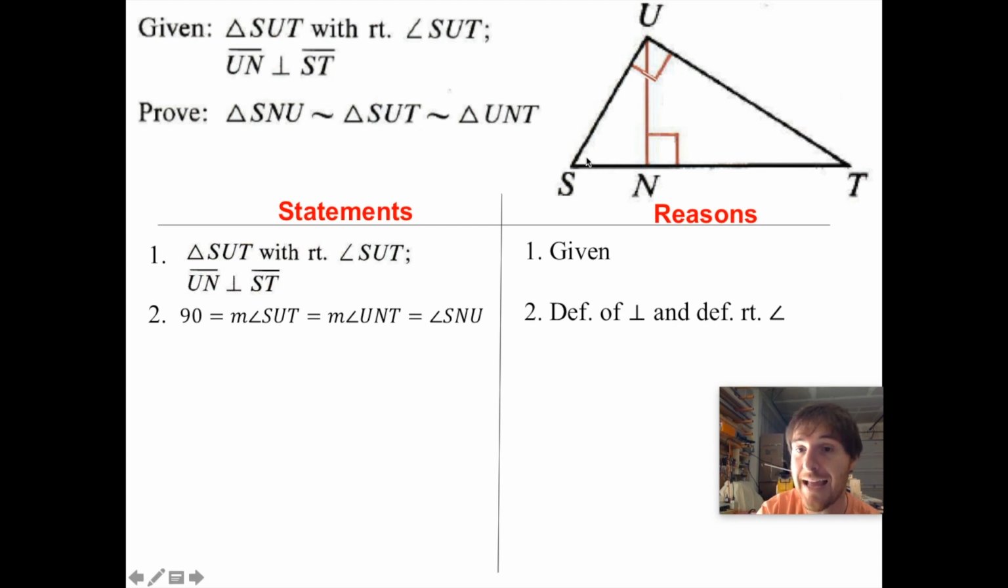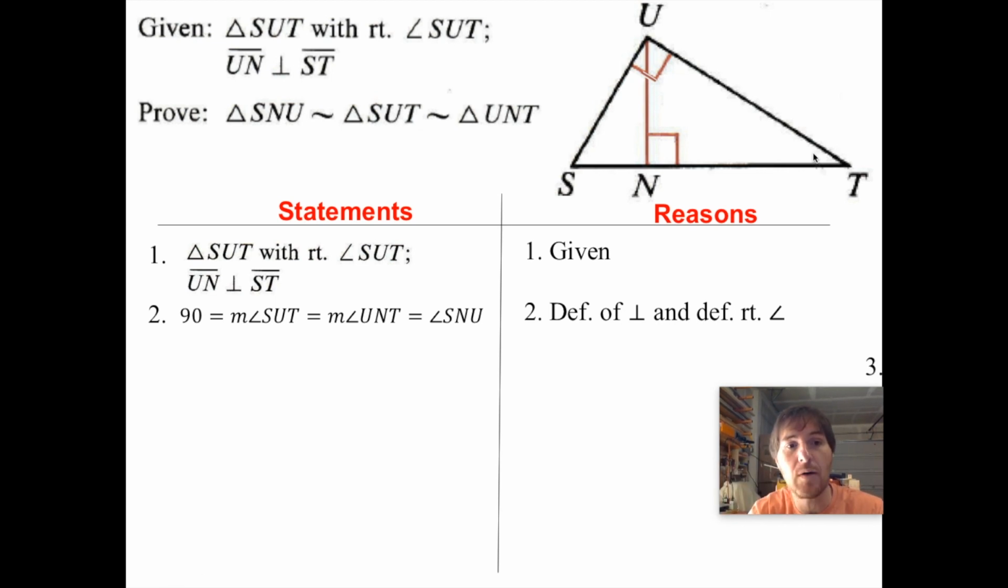Well, angle S is in the smallest triangle. Angle S is also one of the three angles in the largest triangle. Angle T is an angle in the medium triangle. What other triangle is angle T a part of? What triangle? The largest triangle here, okay?